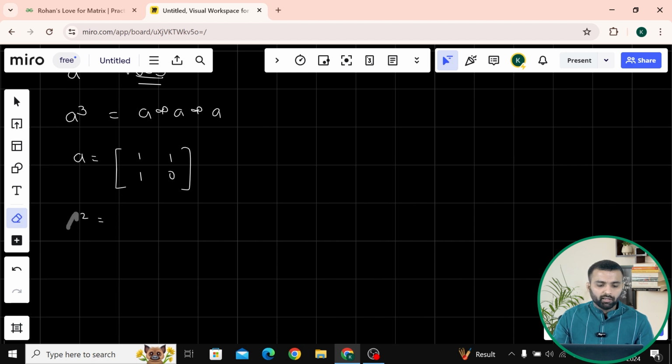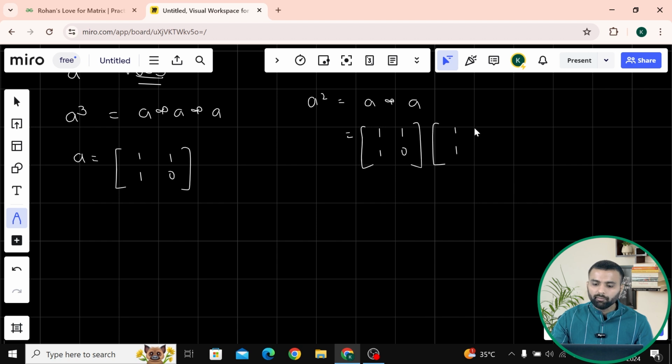Let's calculate here. A to the power 2 is A into A, simple. So my A is 1 1 1 0, and my second A is also the same. Now we have to multiply this. So I hope you know how to multiply matrix into matrix. Simple. For this element, we have to multiply these two values with this.